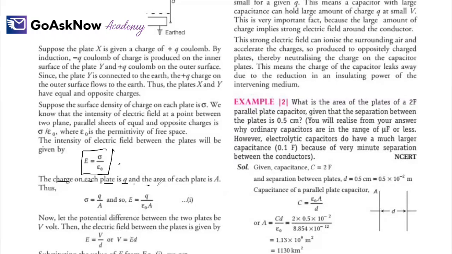The charge on each plate is q and the area of each plate is capital A. Thus sigma can be written as q by A. So E can be written as q by epsilon naught into A.